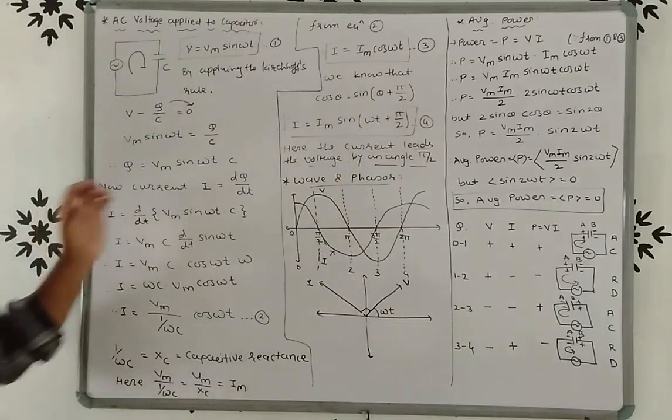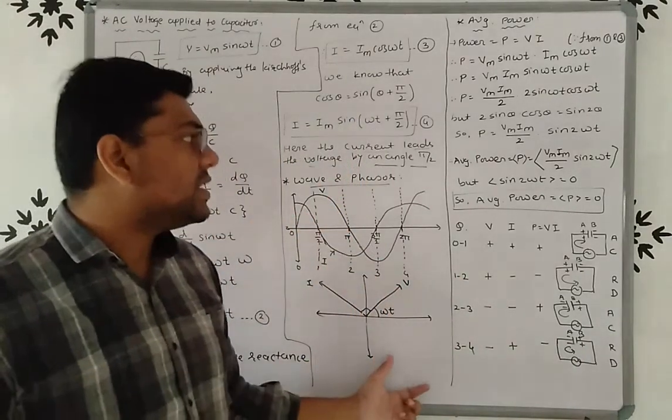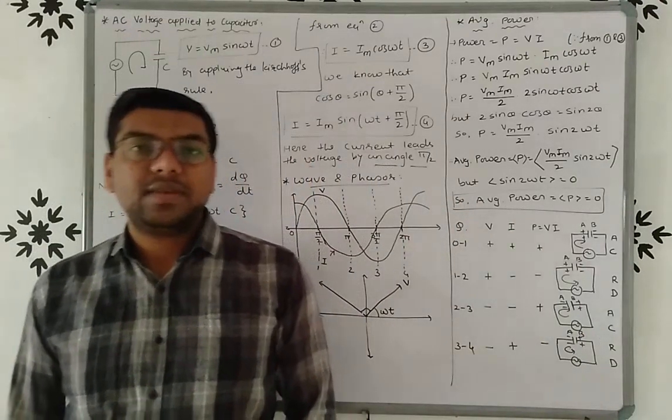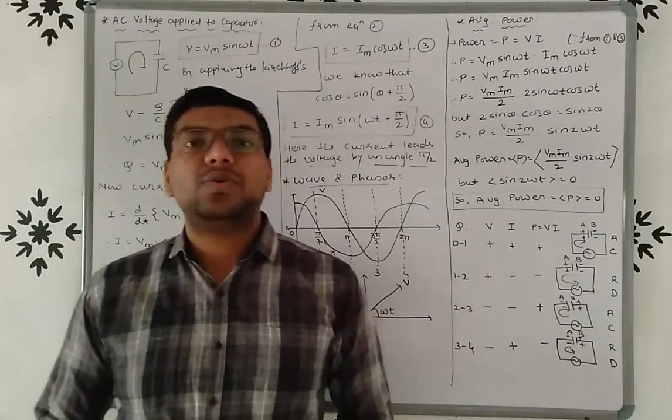So this is about the equation of current, then wave and phasor, and average power when the AC voltage is applied to a capacitor.